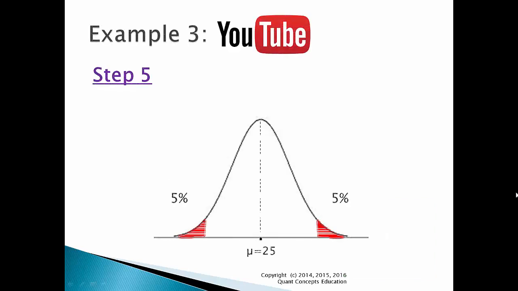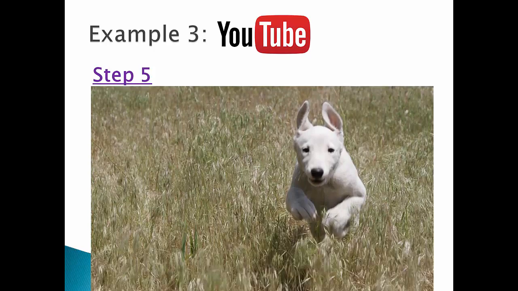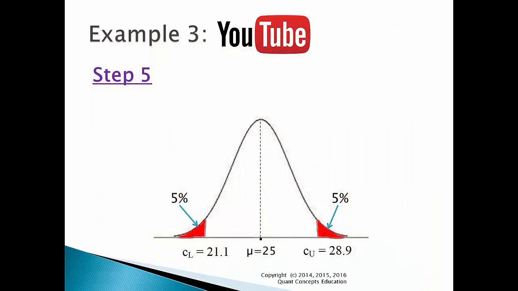Okay, time to insert our critical values in the original distribution of sample means. We now know that the upper critical value is 28.9 and the lower critical value is 21.1. It's the home stretch, we're almost there. Now, the sample average age of YouTube users was 28. This lies around here. Notice that this is outside the rejection region.